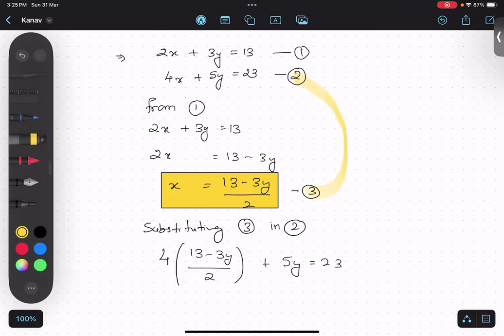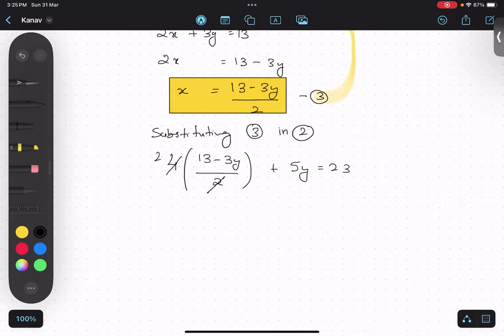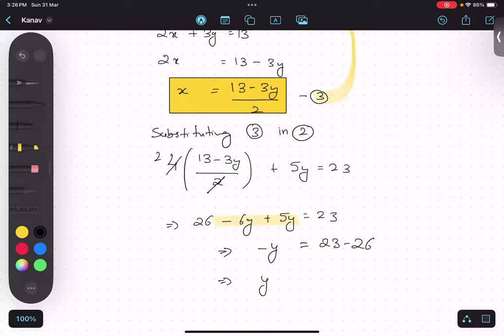Now, moving forward, let us simplify this thing. This 2 and this get cancelled. I'll just open the bracket now. 2 into 13, 26 minus 6y plus 5y equals to 23. Let us simplify these things and shift 26 to the other side. 23 minus 26, and over here I'll be getting minus y. Yes or no? Yes. Shift my negative to the other side. It is minus 3 right now. Answer would be 3. So I got my answer as 3.